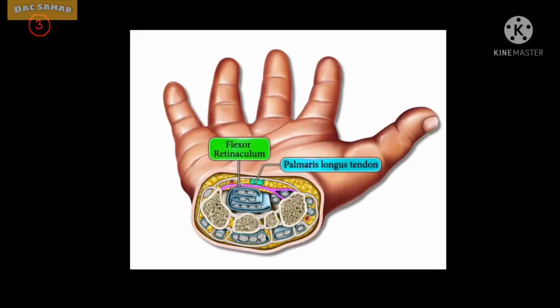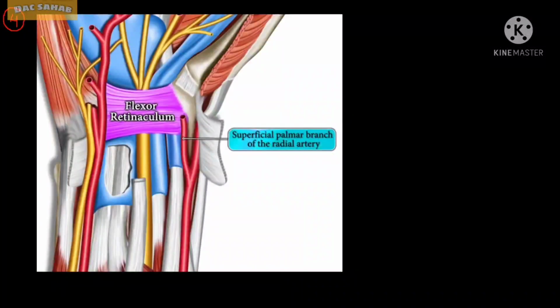Third point in the superior relation is the tendon of palmaris longus muscle. The fourth point is the superficial palmar branch of the radial artery.